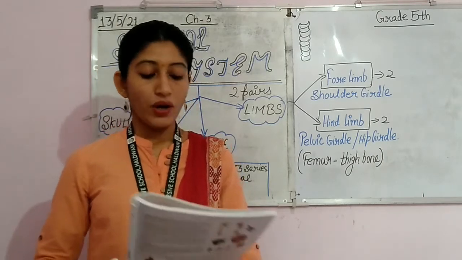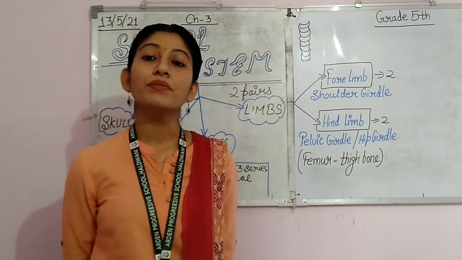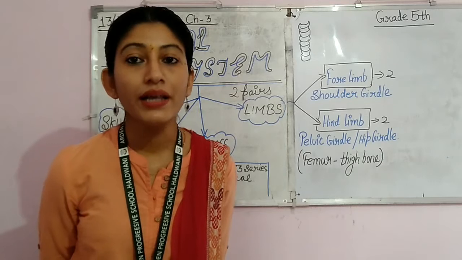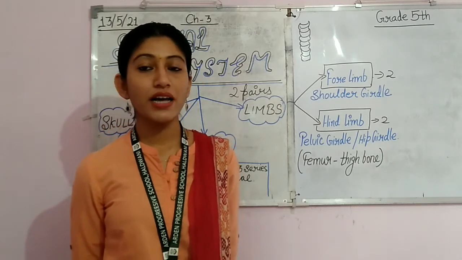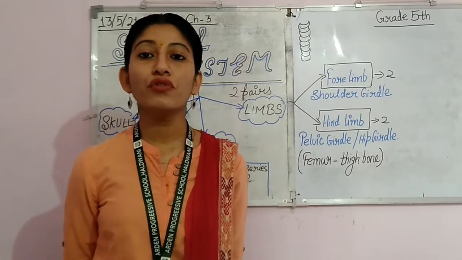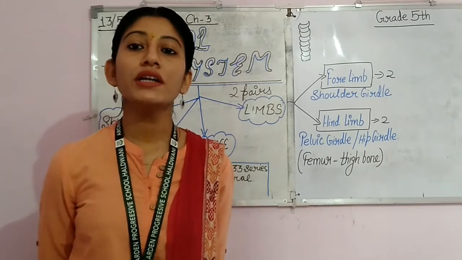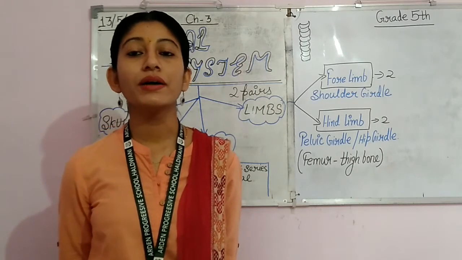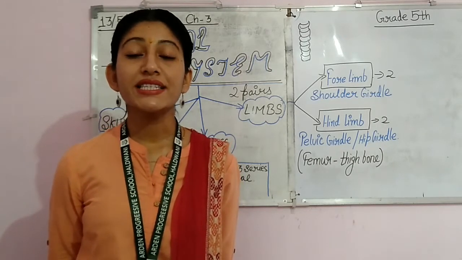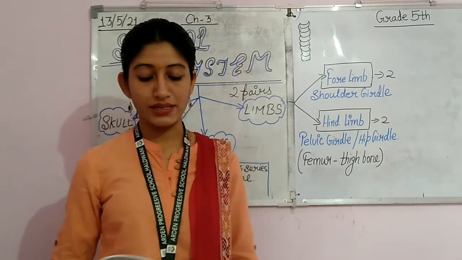Okay. Now, the muscles attached to the skeleton make movement possible. Now, these are the bones. The skeleton is made up of bone. Then how is the movement of bones possible? So students, the movement of bones is possible due to the presence of the muscles.